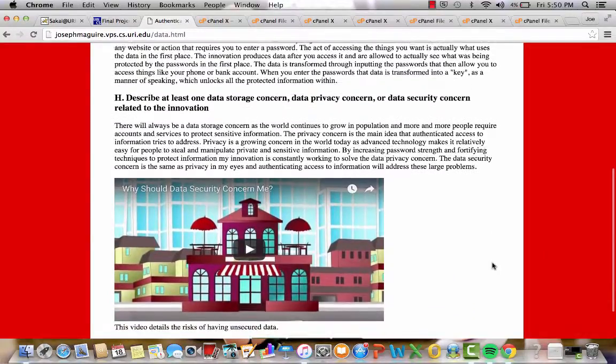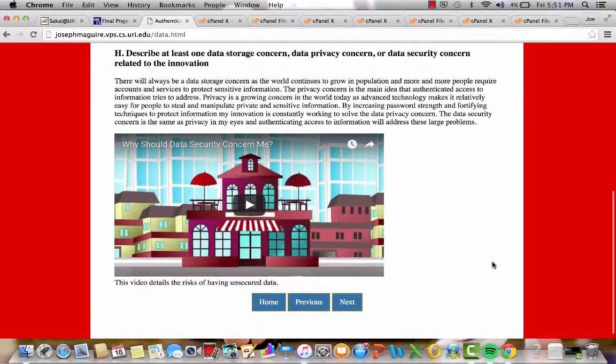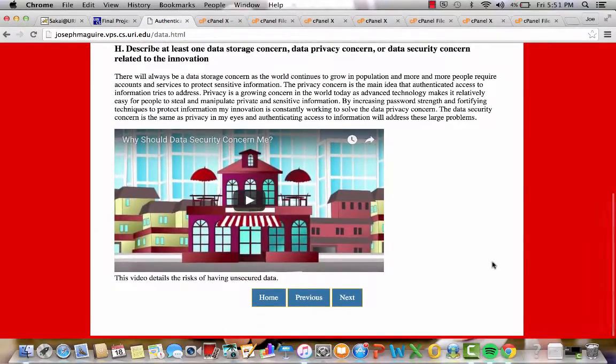H: describe at least one data storage concern, data privacy concern, or data security concern related to the innovation. There will always be a data storage concern as the world continues to grow in population and more people require accounts and services to protect sensitive information. The privacy concern is the main idea that authenticated access to information tries to address. Privacy is a growing concern in the world today as advanced technology makes it relatively easy for people to steal and manipulate private and sensitive information.